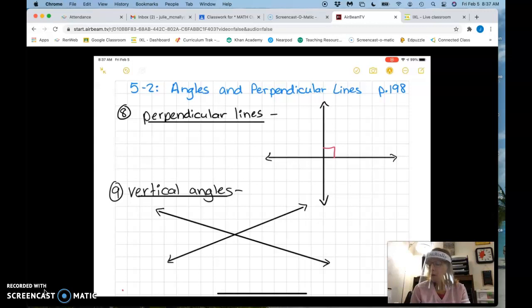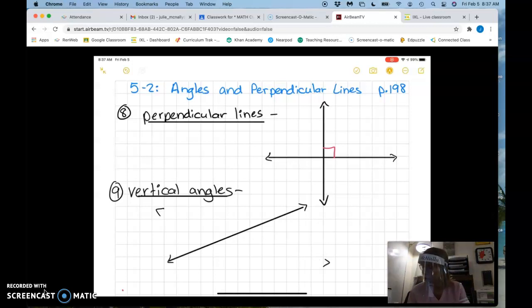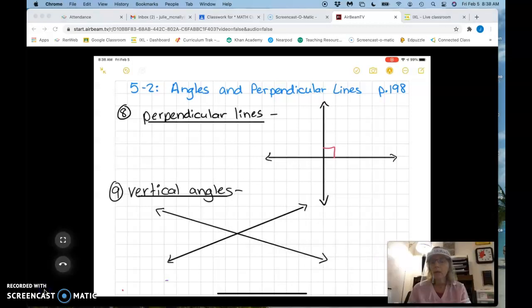All right, and then vertical angles are angles that are across from each other. So vertical angles are angles that are across from each other, like this. Angle 1 is a vertical angle with angle 2 because they are across from each other.